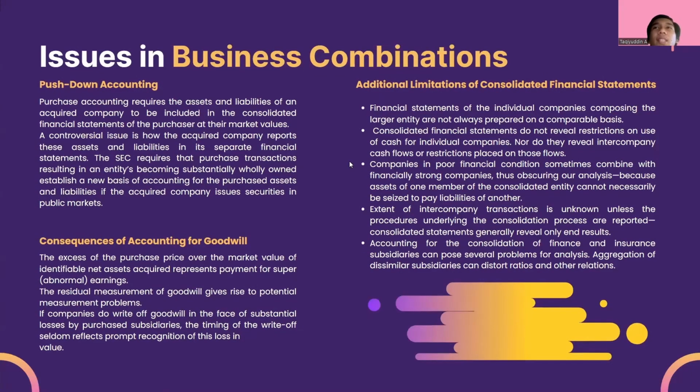2. Consolidated financial statements do not reveal restrictions on the use of cash for individual companies, nor do they reveal intercompany cash flows or restrictions based on those flows. 3. Companies in poor financial condition are sometimes combined with financially strong companies, thus obscuring our analysis, because assets of one member of the consolidated entity cannot necessarily be seized to pay liabilities of another. 4. The extent of intercompany transactions is unknown unless the procedures underlying the consolidation process are reported. That is, consolidated statements generally reveal only the end result.